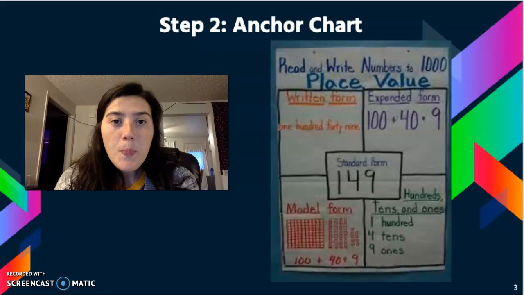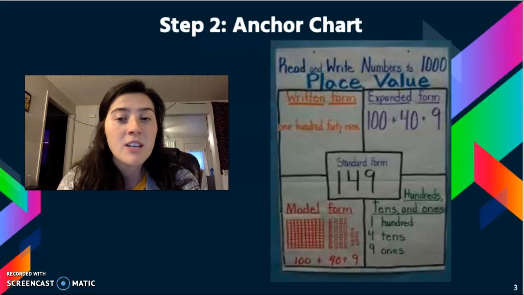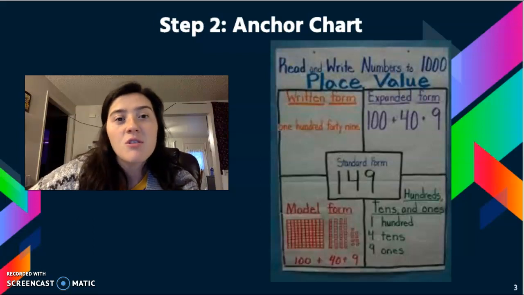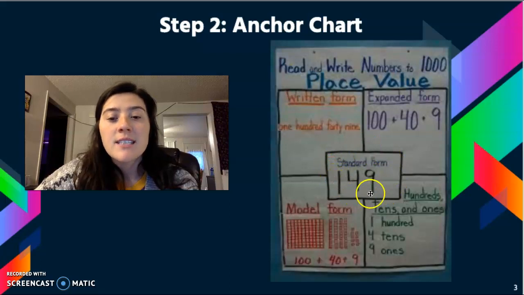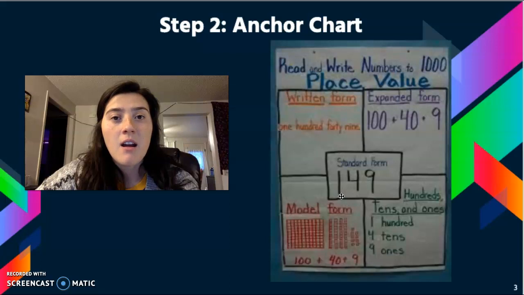So there are about 5 different types of forms that you can write a number. So I'm going to take you through those different types of forms. So the first form is the standard form. So standard form is just writing out the number like you would say it. So 149. That is the standard form.